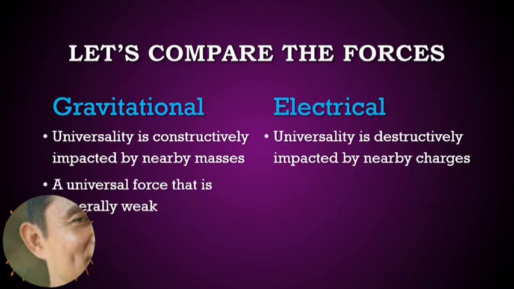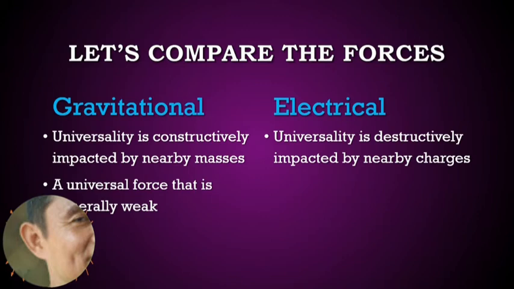Electrical naman, on the other hand, is destructively impacted by nearby charges. So if you have a positive charge, its effect actually is usually cancelled by another positive charge. Or its effect is actually magnified by another negative charge, which on the other hand, by the idea of the law of conservation of charges, na whenever you have a positive charge, there'll always be a negative charge. A good example is the nucleus of the atom. Meron siyang mga positive charges. And the only thing that's holding them together is a stronger force. However, that force is not that strong enough to have an effect on a larger scale.